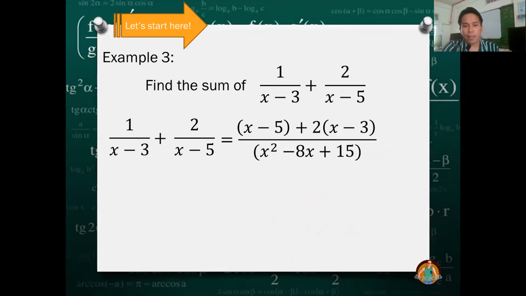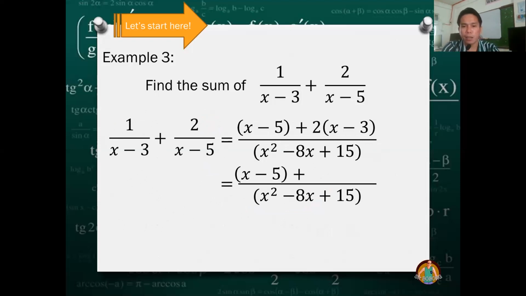Okay? Continue natin. Let's copy the denominator at yung first term kasi hindi naman natin siya kailangan i-simplify. Yung isi-simplify natin dyan is yung 2 times x minus 3. Yan yung isi-simplify natin. So, paano? Yung distributive property lang of multiplication.